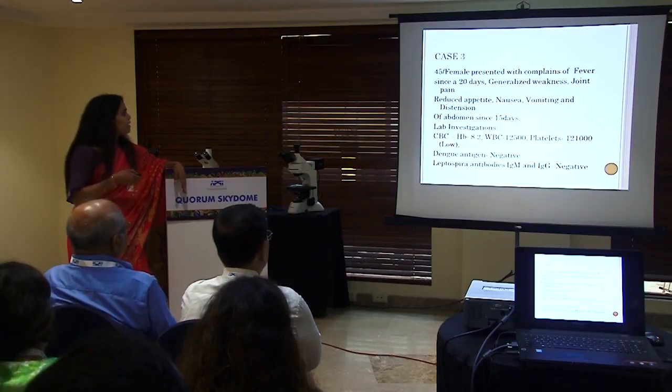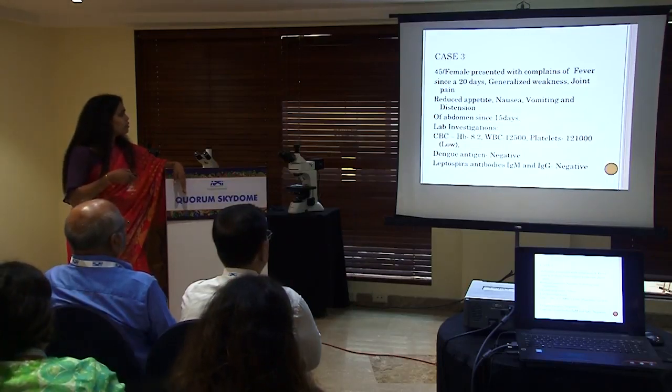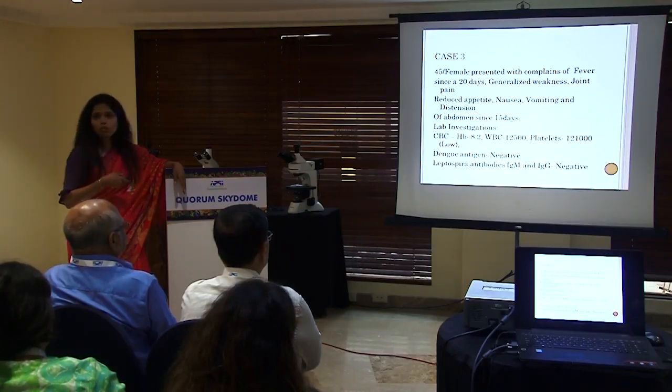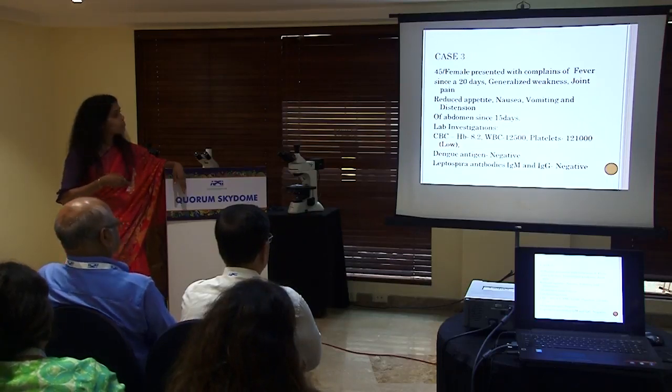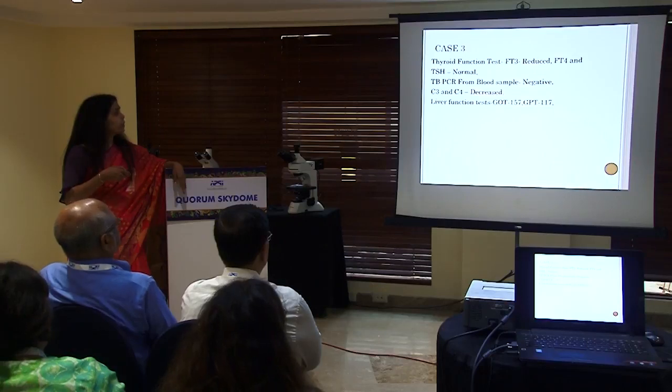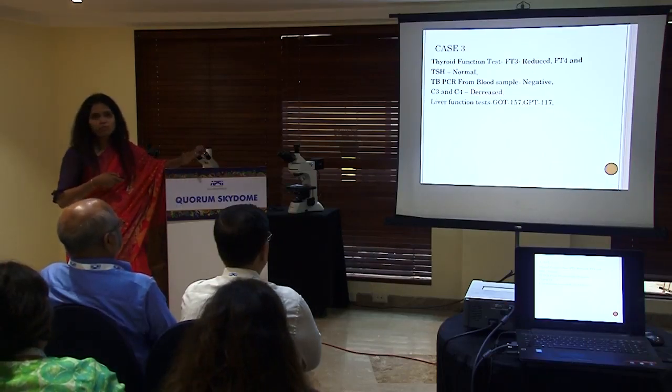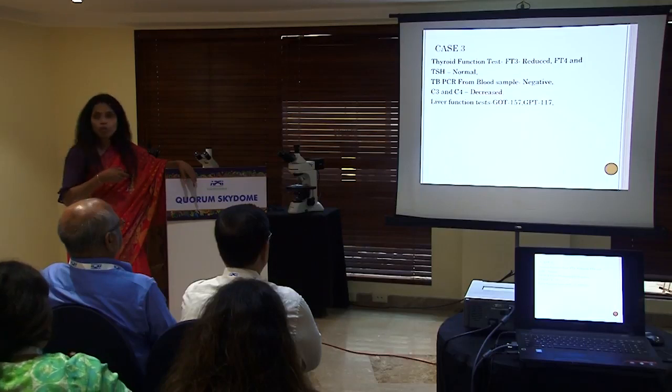Right? Reduced appetite, nausea, vomiting, distension of abdomen. Hemoglobin, you can see platelets are low. Fever है तो डेंगू तो पूछना बनता है. Lepto was also asked. TFT, TB PCR, I don't know why. I am saying that this also should not be done. A blood PCR rather than the focal sample.